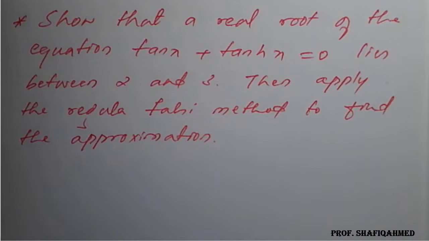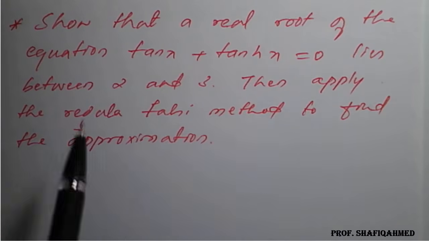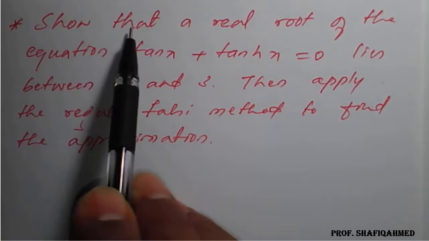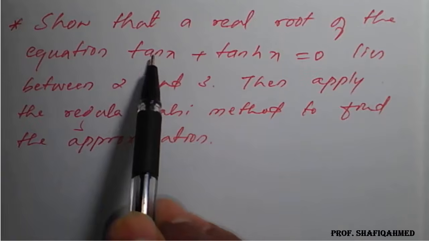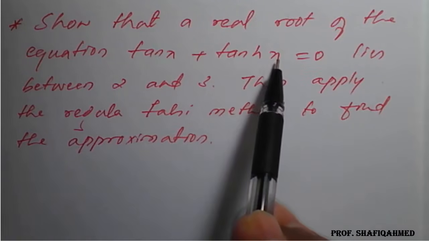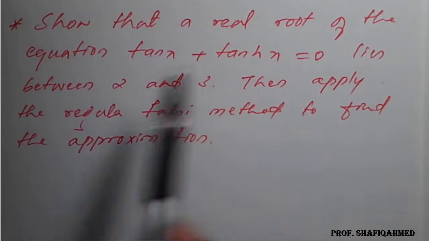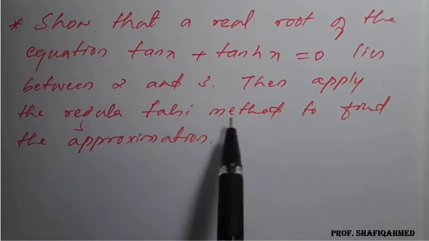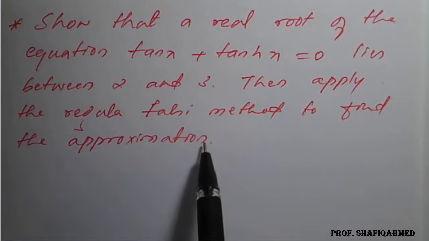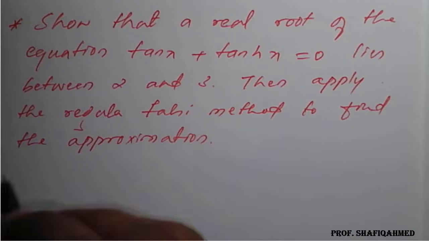In this lecture we'll see a problem based on regula falsi. The problem is: show that a real root of the equation tan x plus tanh x equal to 0 lies between 2 and 3. Then apply the regula falsi method to find the approximation. Solution.